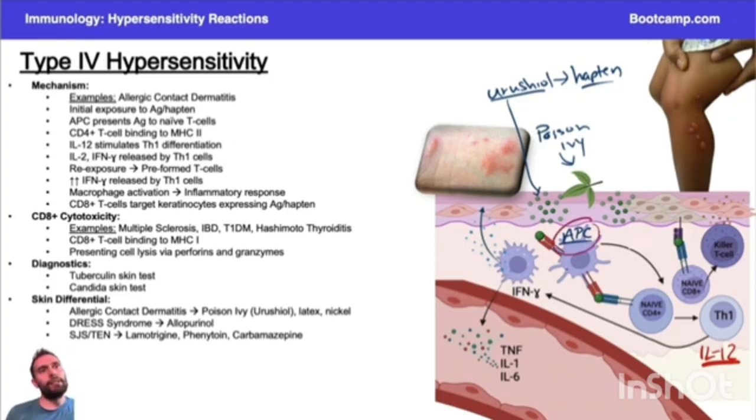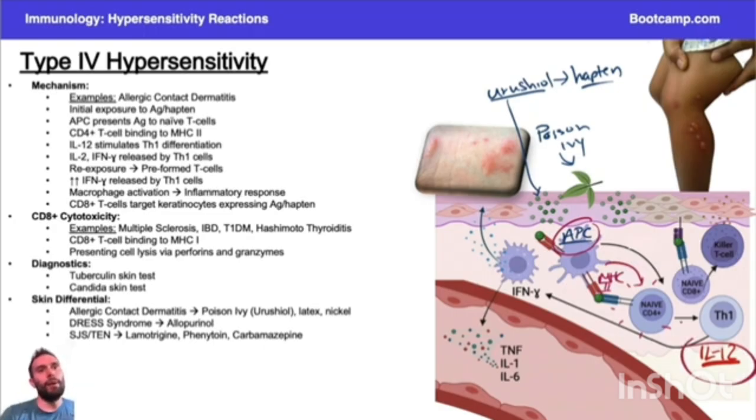So the antigen presenting cell is going to present that antigen on MHC2 to a CD4 positive T cell, right? And then that CD4 positive T cell with the matching T cell receptor and CD4 positive co-receptor will bind to that antigen. It will get activated, right? This antigen presenting cell will activate it using interleukin 12. Interleukin 12 will be used to activate the CD4 positive T cell.